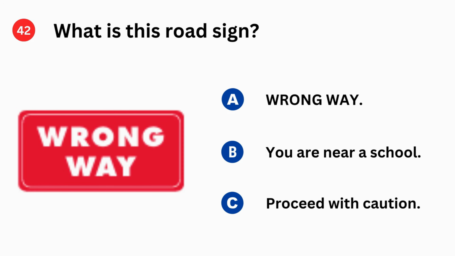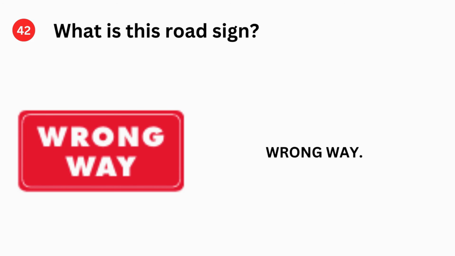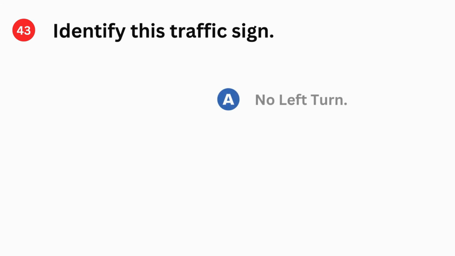What is this road sign? A, wrong way. B, you are near a school. C, proceed with caution. Good call. It is the wrong way sign.